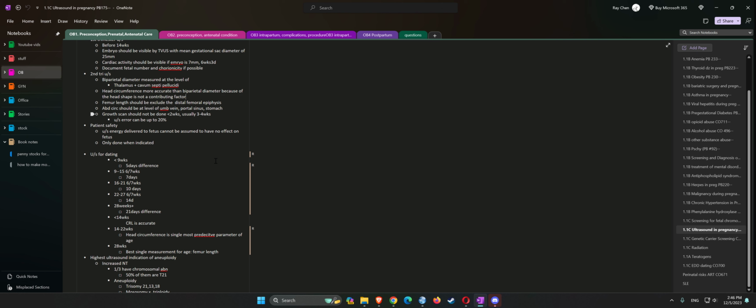What would be the single most accurate measurement you could do for a 28-weeker? The most accurate would be the femur length. Okay.